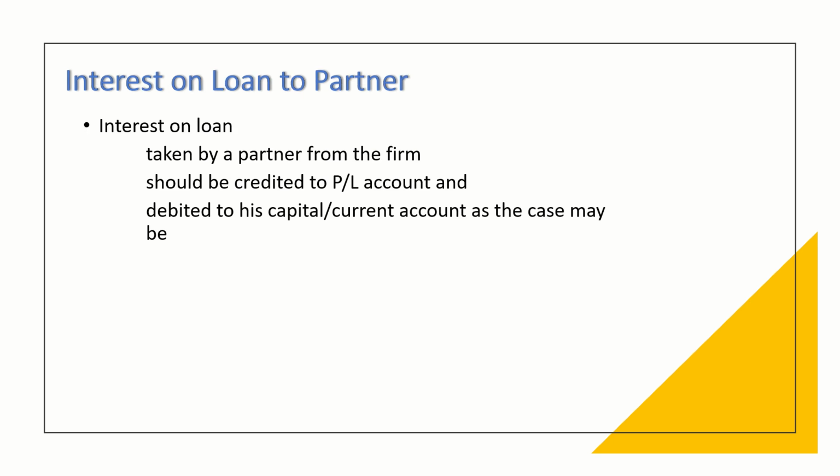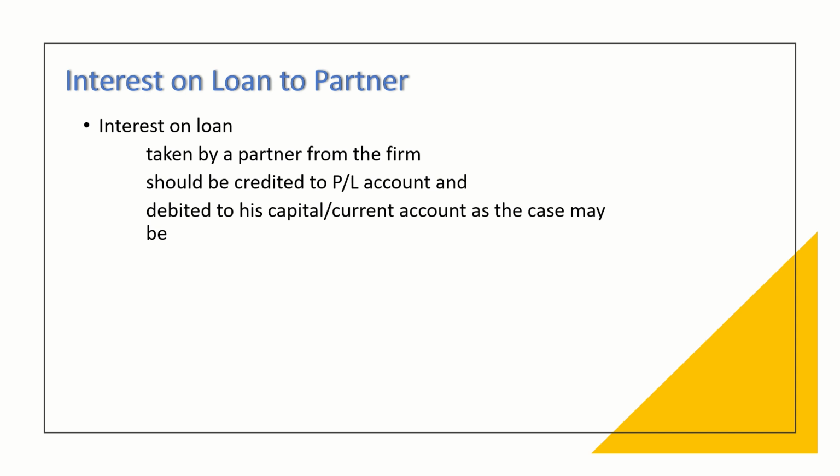All right. So next one that we have is interest on loan to a partner. In that case, the firm has given a loan to the partner. In the previous case, the firm had taken a loan from a partner. In this case, the firm is giving a loan to the partner. In the previous case, nothing comes in the partner's capital account. Be careful about that.